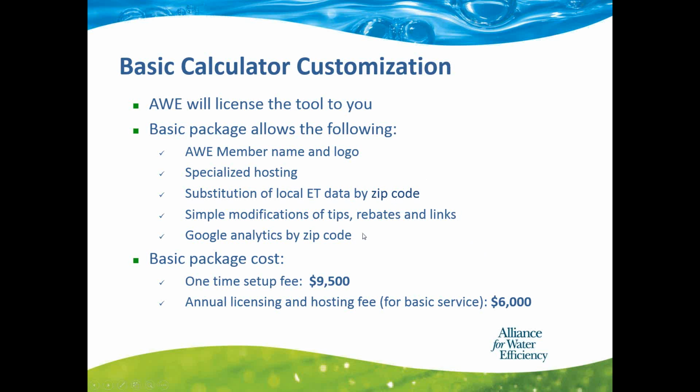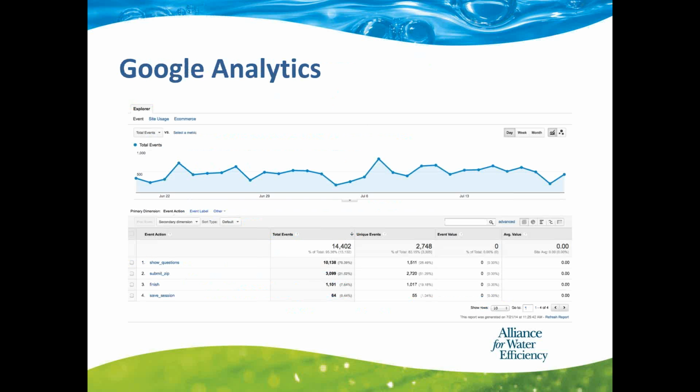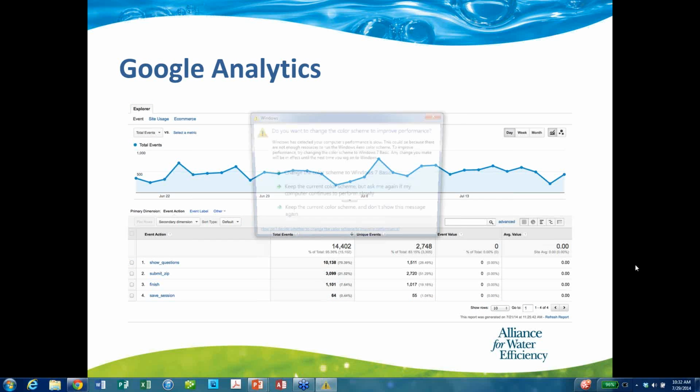many people are using the calculator within your service area by zip code specifically. So there's a one-time setup fee of $9,500, and then an annual licensing and hosting fee for this basic service of $6,000. We can answer. So Steve, you want to talk a little bit about Google Analytics? Sure. Thanks, Peter and Marianne.